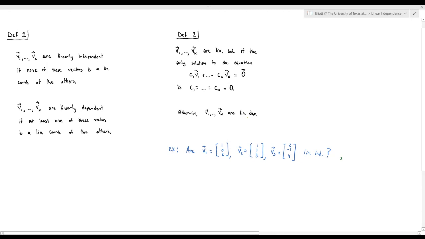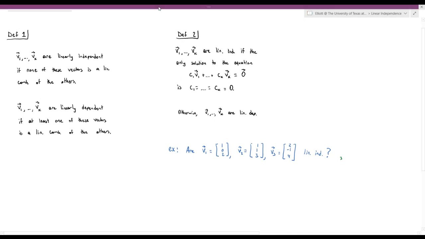So if you're given a question like this, just given some vectors and asked are they linearly independent, for questions like this, it's going to be easier to use this version of the definition of linear independence in order to answer it. So I'm going to illustrate with this example how to use definition 2 to go about solving this.